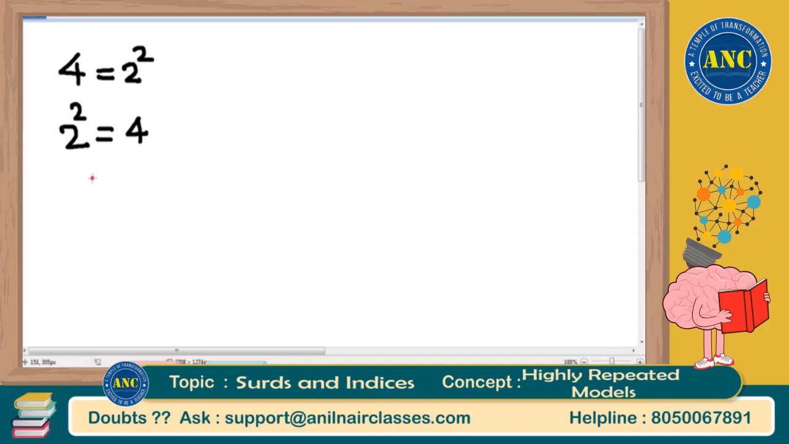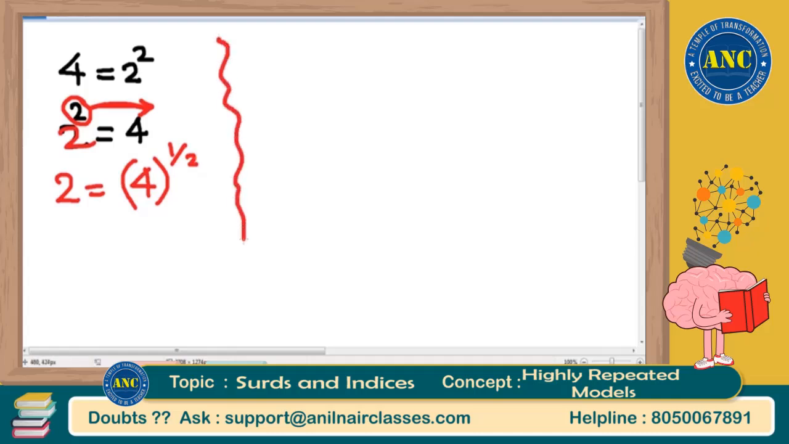2 square is nothing but 4. If I don't want this power 2 on the left hand side and want to shift it to the right hand side, the base on the left hand side remains the same and the base on the right hand side also remains the same. When the power on the left hand side comes to the right hand side, it becomes the reciprocal of the power. It becomes 1 by 2.